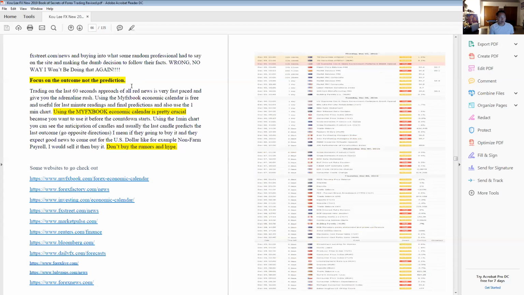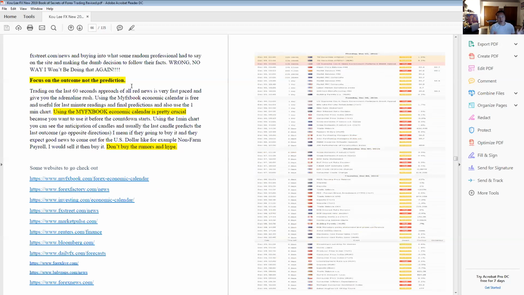The MyFXBook economic calendar counts down from 1 minute to 59 seconds, all the way down to the very last second, like 1 second. You don't want to wait until the 1 second mark, and you don't want to wait for the 5 second mark. You want to get in when it's like 20 seconds down to 10 seconds. That's the best time for me to get in.